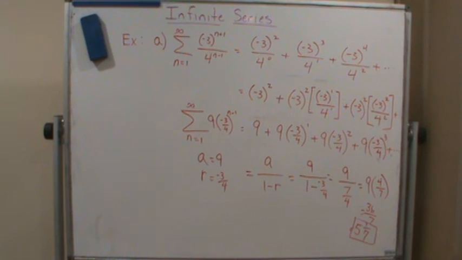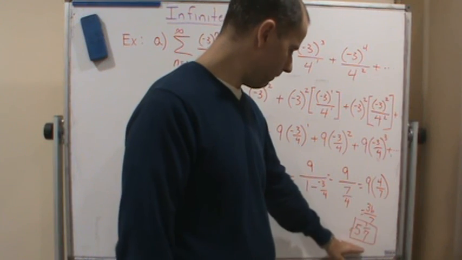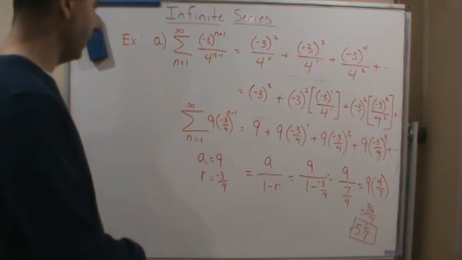So this does converge, and it converges to either 36/7 or 5 1/7. And that's the answer.